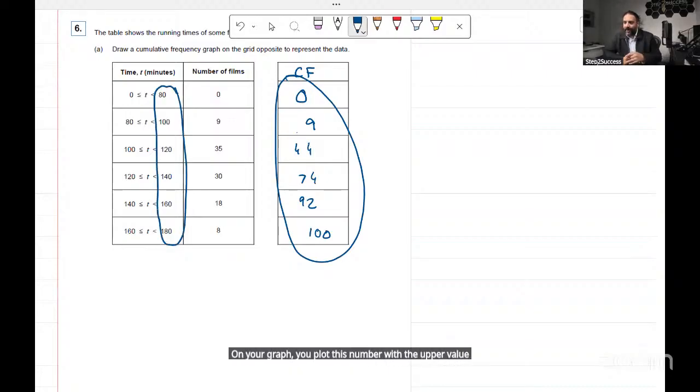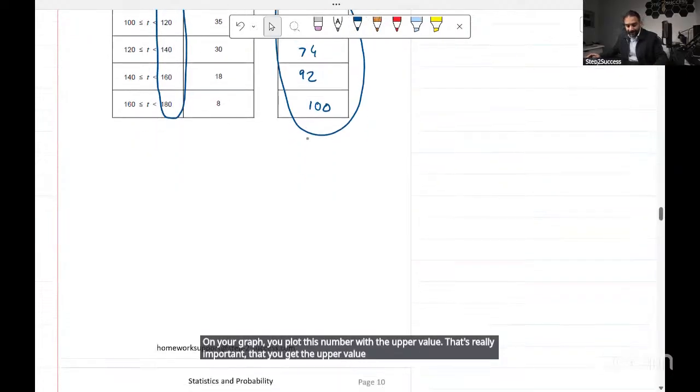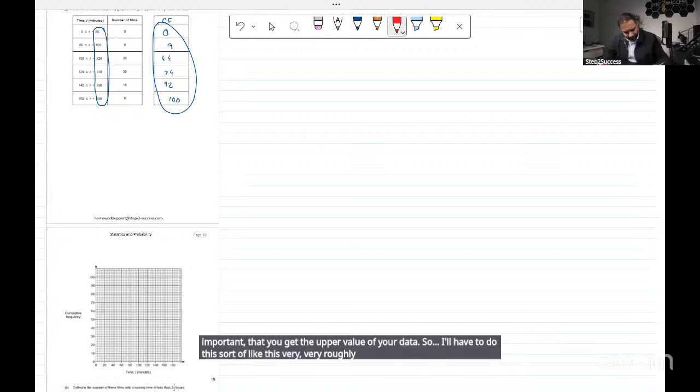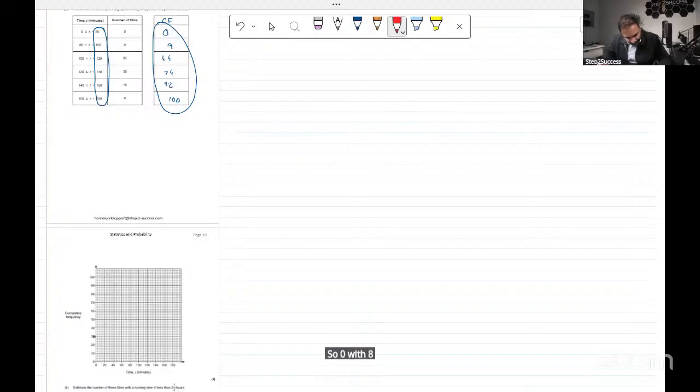That's really important, that you use the upper value of your data. So I'll have to do this very, very roughly. So 80 with 0. Oh, that's really strange. Okay, 100 with 9. 120 with 44. I'm doing this very, very roughly because I don't want to zoom in.